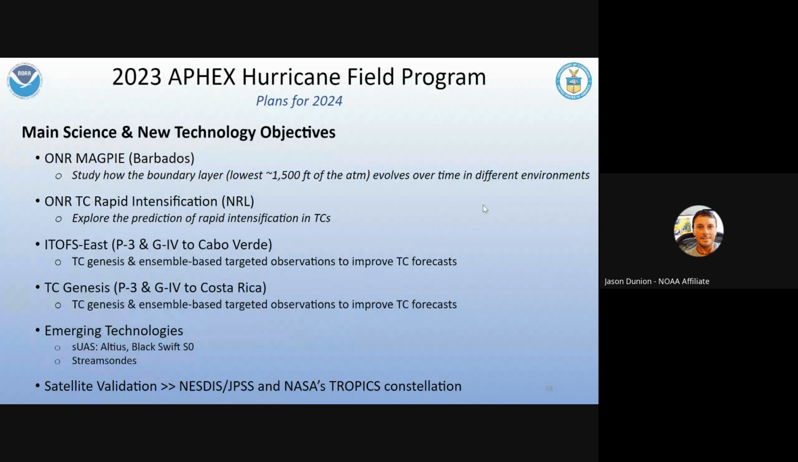And also continuing the emerging technology efforts that we talked about. And then finally, satellite validation with JPSS, and definitely tropics. Now that that constellation is fully up, we'd like to try to have some missions to do some validation.